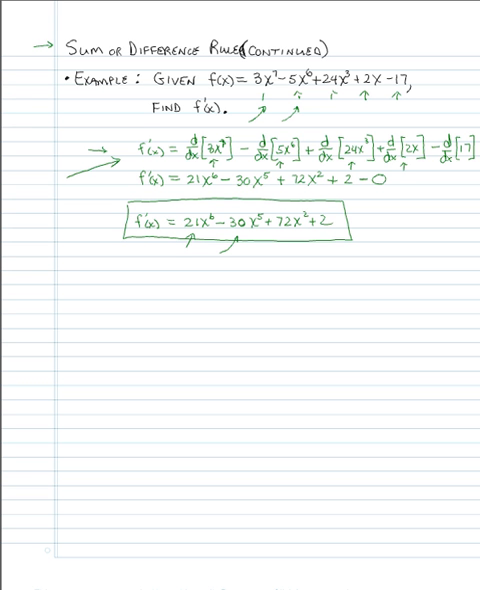Now, next we're going to go back to an application type problem where we're going to find the slope of the tangent line and find the equation of the tangent line, but now we have new ways to find the derivative. And so that's what we're going to do on the next page.